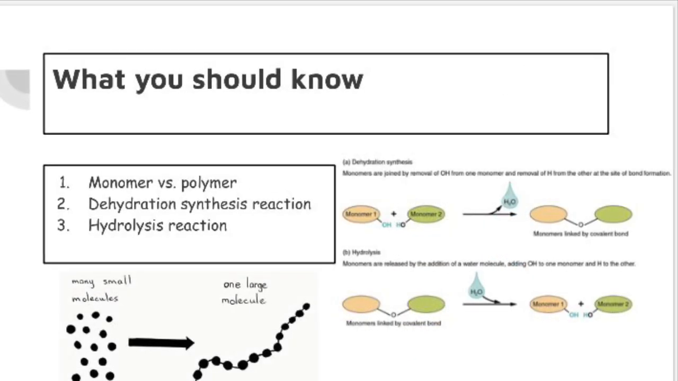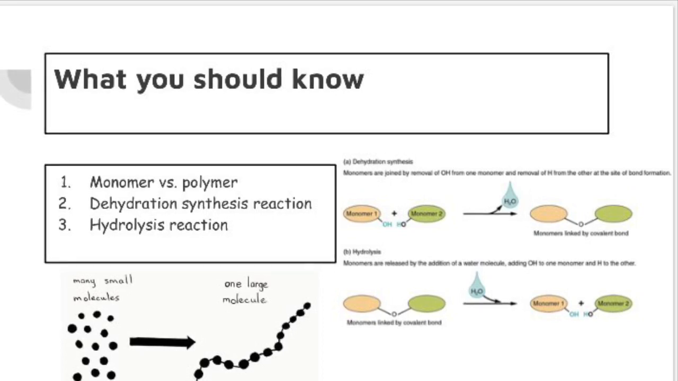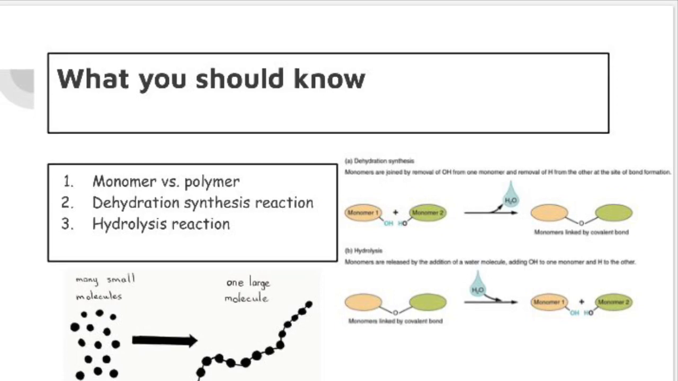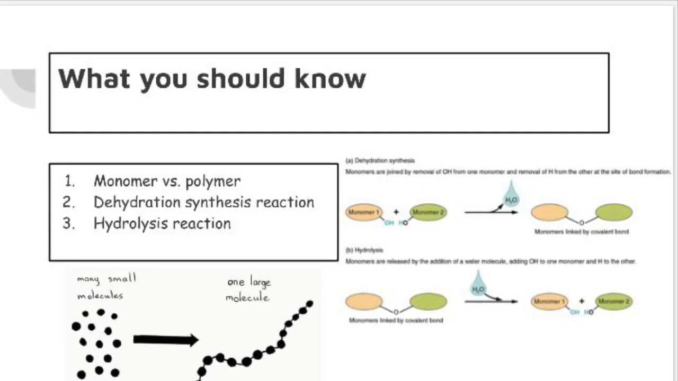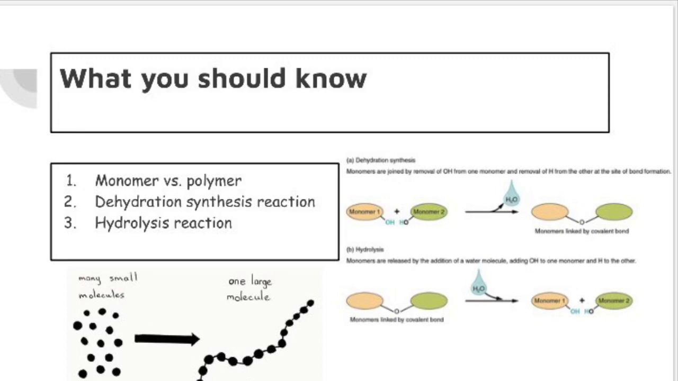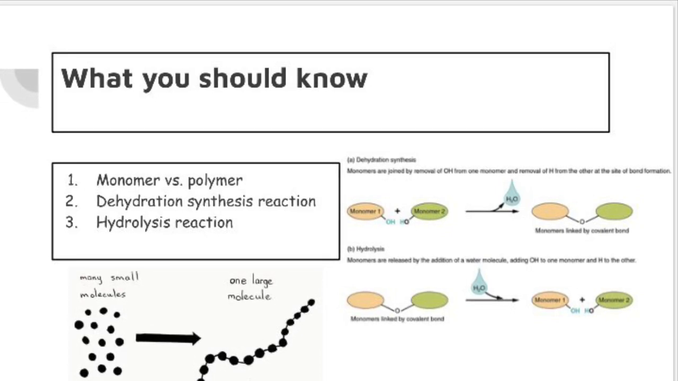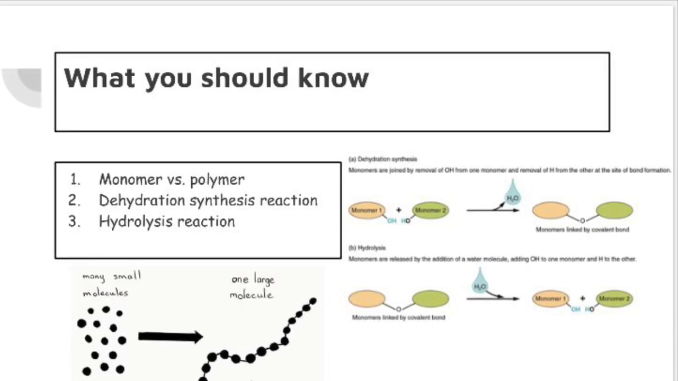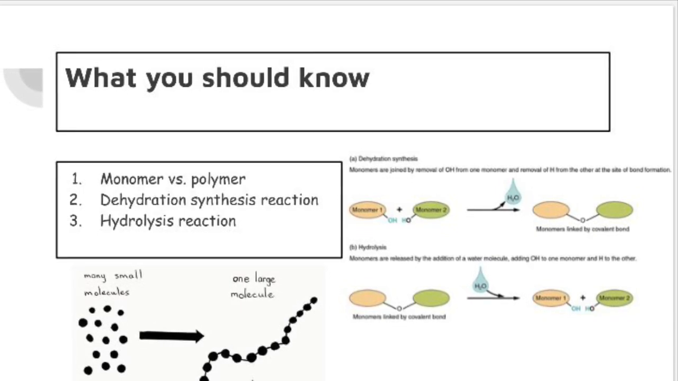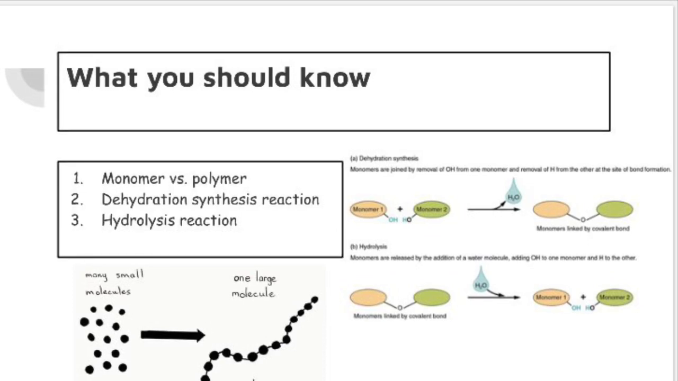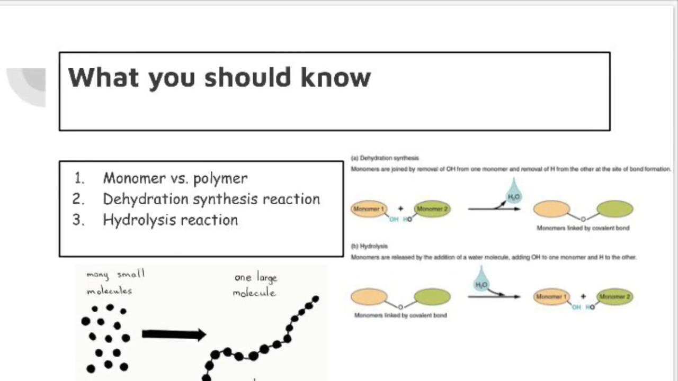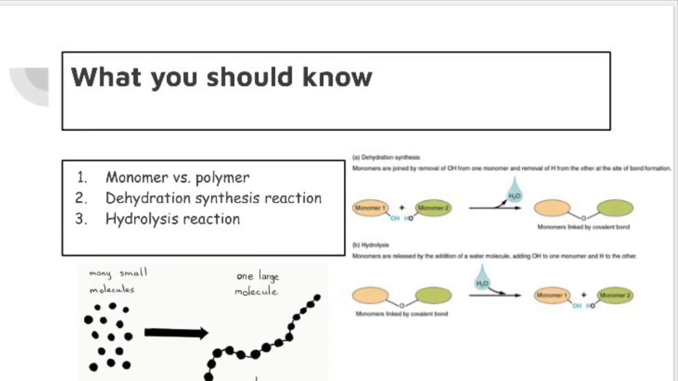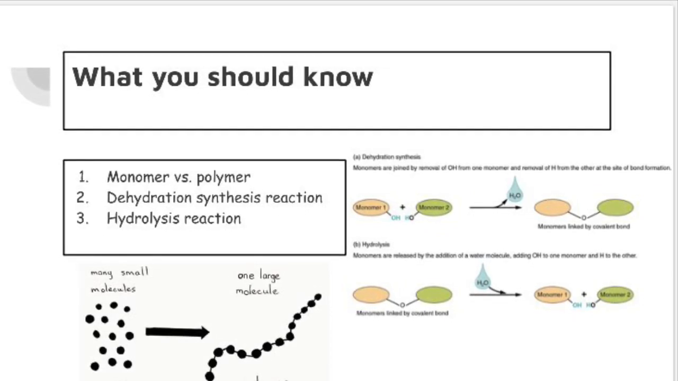Three things that you should know before you watch this video are the difference between a monomer and polymer, dehydration synthesis, and hydrolysis. A monomer is a type of molecule that has the ability to chemically bond with other molecules in a long chain, while a polymer is just a chain of monomers. Dehydration synthesis is a reaction used to build polymers from monomers, while hydrolysis is a reaction used to get monomers from polymers, and I described it in more detail in my previous video.